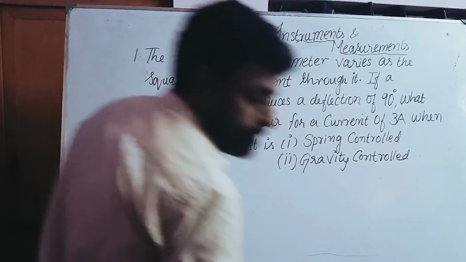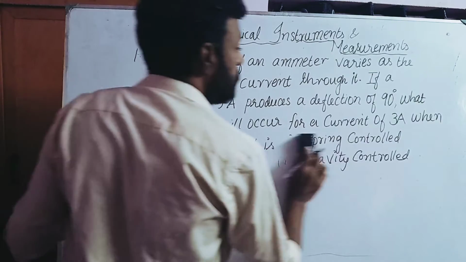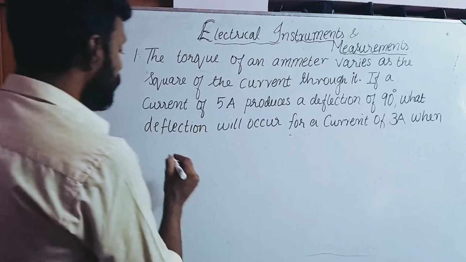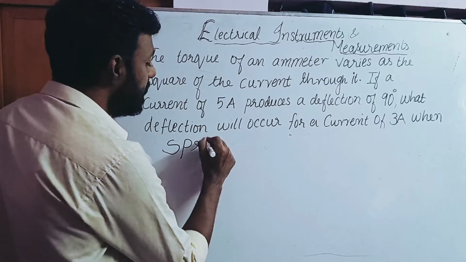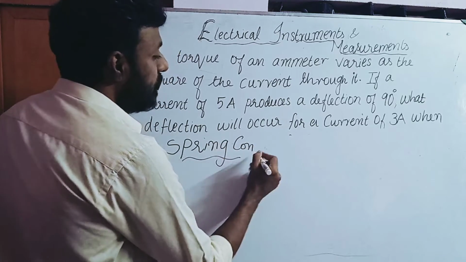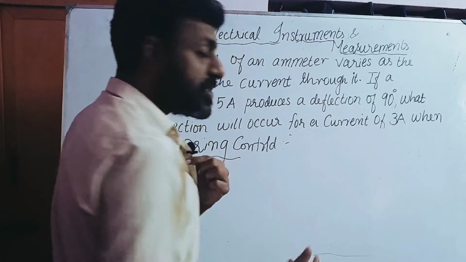For the spring controlled instrument, the formula is the deflecting torque.